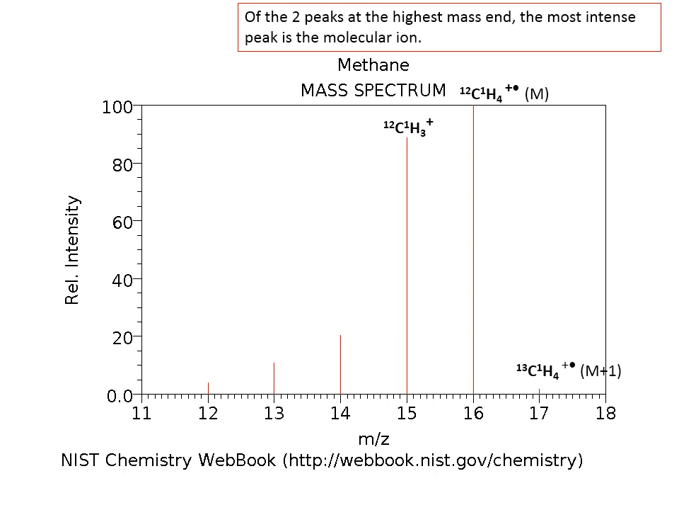Of the two peaks at the highest mass end, the most intense peak is the molecular ion. Now we're talking about peaks that have at least 1% abundance. You have really tiny trace peaks that are below that, which may be slightly higher mass. We're just going to ignore those.